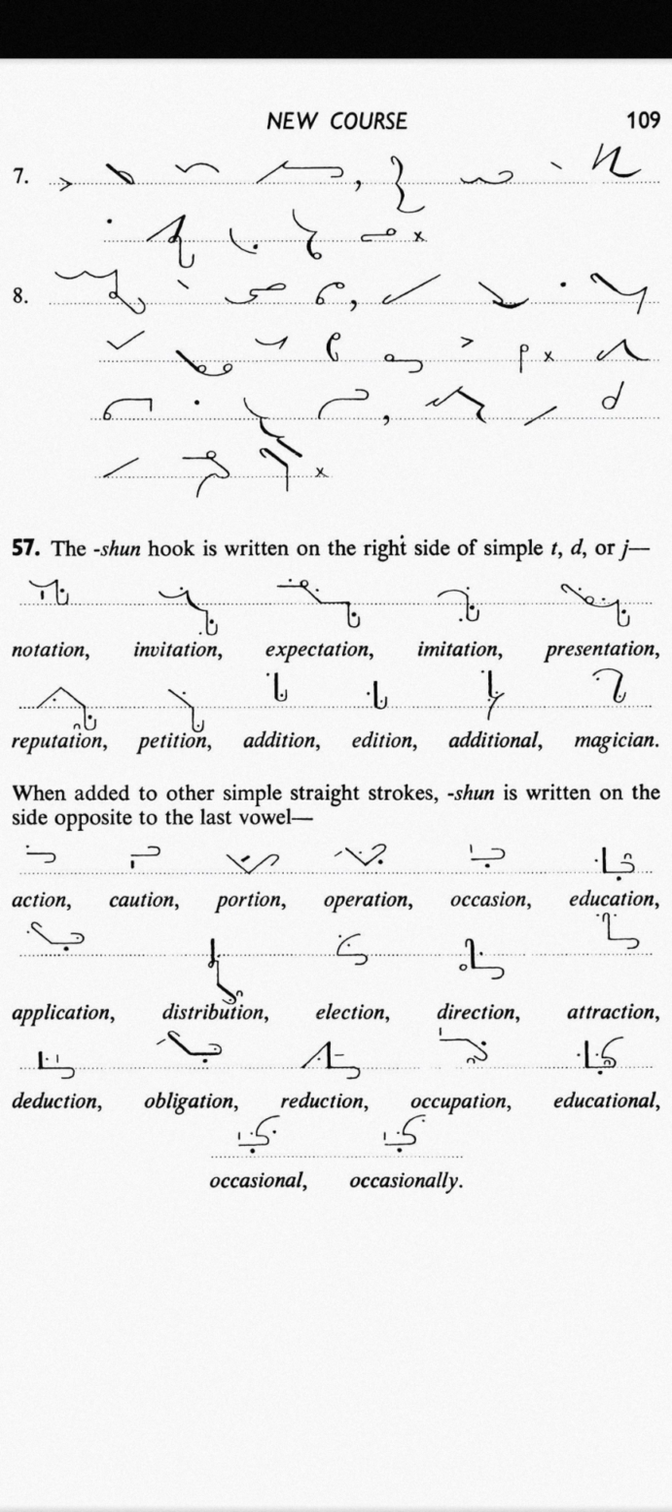Next, when added to other simple straight strokes, Shun is written on the side opposite to the last vowel. अभी T, D और J का ऊपर हमने पढ़ लिया. रेस्ट ऑफ दी स्ट्रोक्स में कैसे रहेगा शन हुक का डायरेक्शन, वो जो लास्ट वॉवल रहेगा पूरे वर्ड में उसके अकॉर्डिंग अपोजिट साइड बनेगा. कैसे?